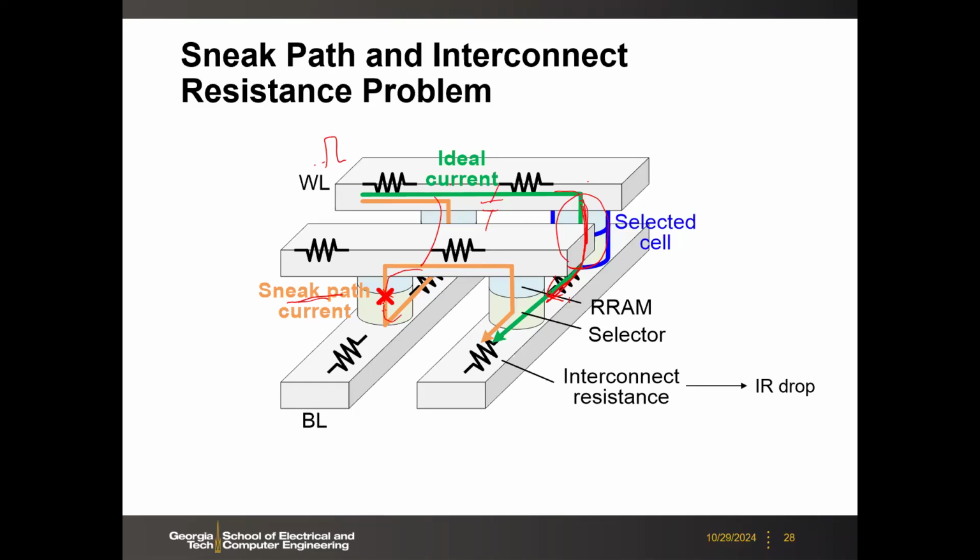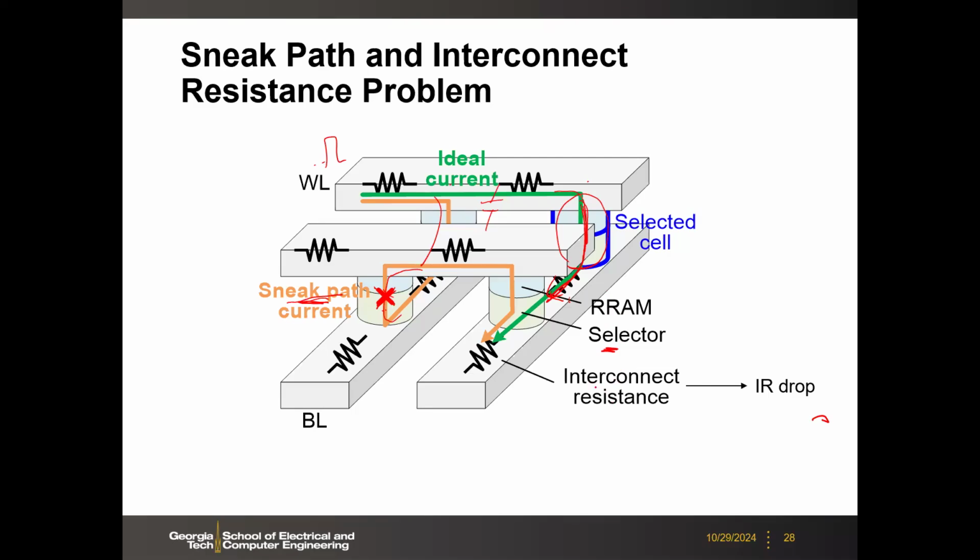Okay. If it's pure resistor like RRAM, phase change memory, then there's no way to block those sneak paths. So that's why we introduce this selector device to cut off or minimize the sneak path current. Okay.